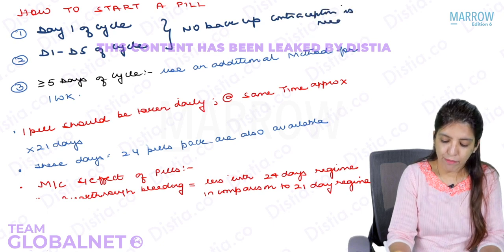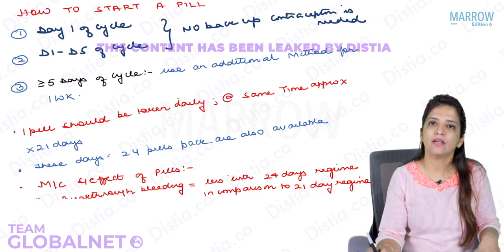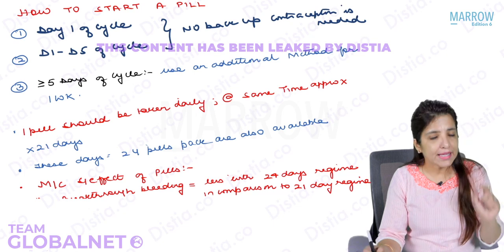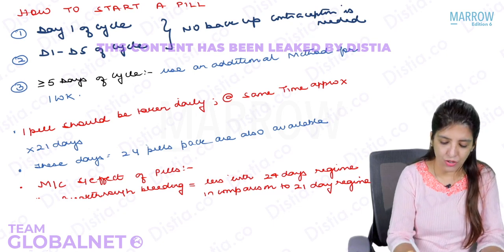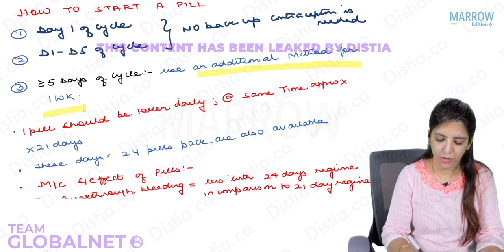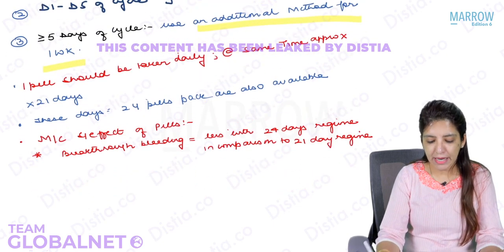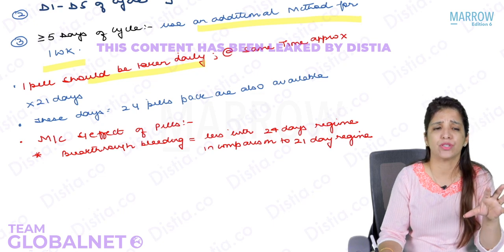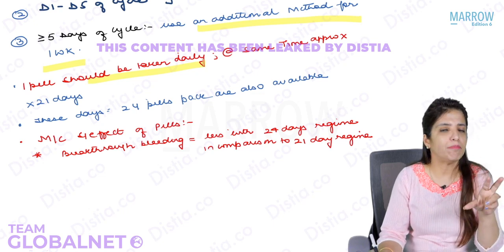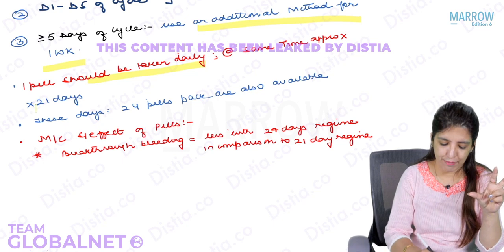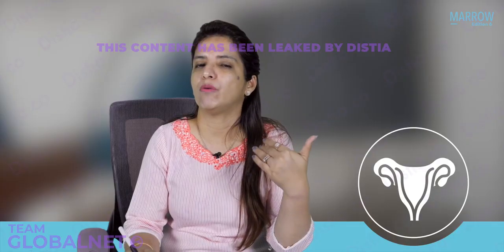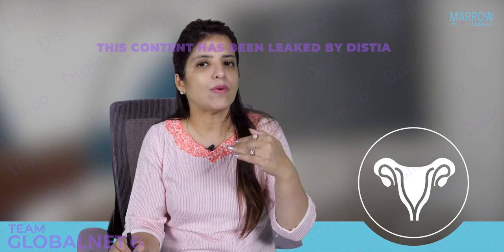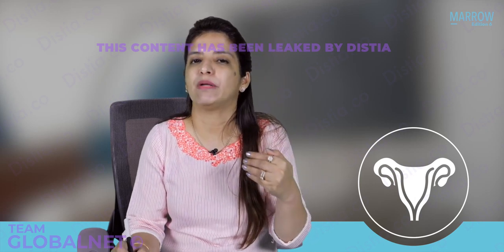But suppose a female is starting oral combined pills after day 5 of the cycle. In that case, yes, an additional contraceptive method would be needed for one pill. Now, one pill has to be taken daily, roughly around the same time. And in a pack, generally there are 21 tablets. So for 21 days, which means 3 weeks, she will be taking one pill a day continuously.